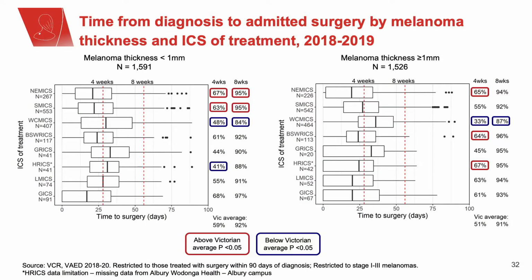Time from diagnosis to admitted surgery for melanoma, by thickness and type of treatment. I think this is interesting data. Red is above the Victorian average and blue is below the Victorian average, and it's at 4 weeks and 8 weeks from diagnosis. And notably, WICMICS, at both the 4-week and 8-week time point, is below the state average, and with regional Victoria, notably HRICS as well. That is for both thin melanomas, less than 1 millimetre, and thick melanomas; the data translates.